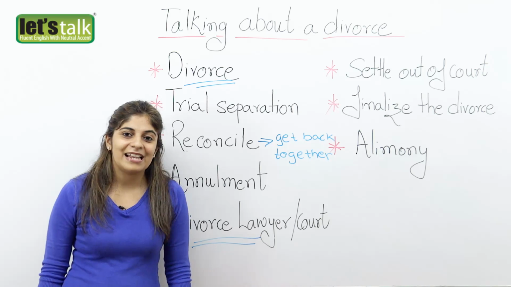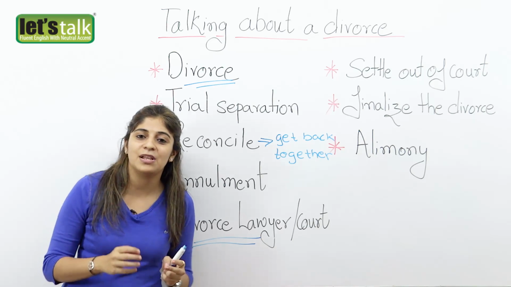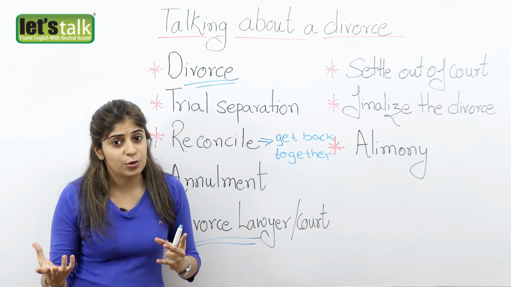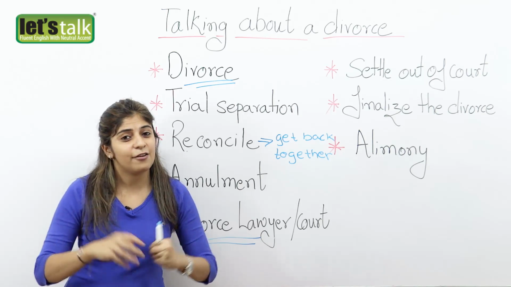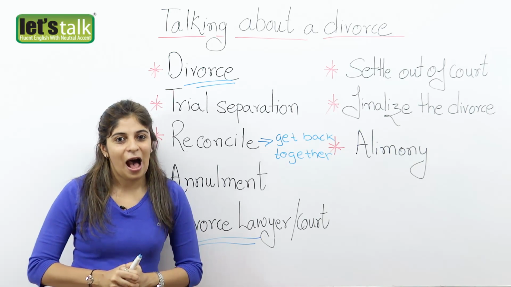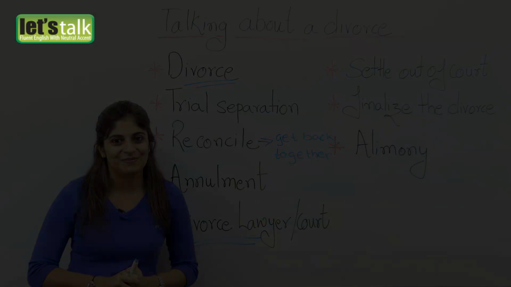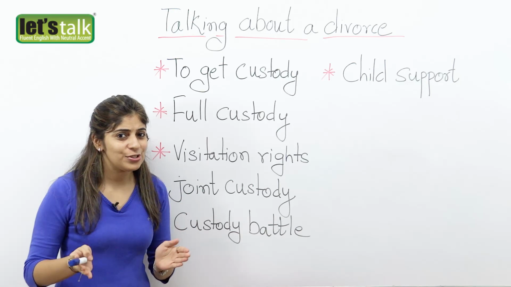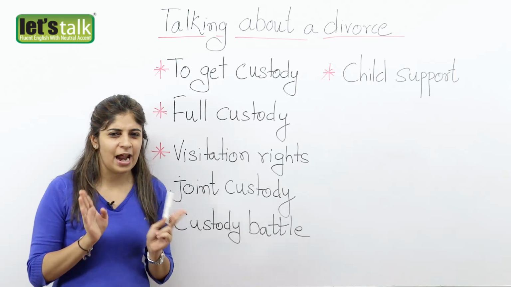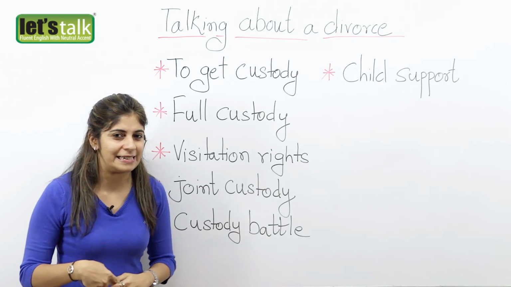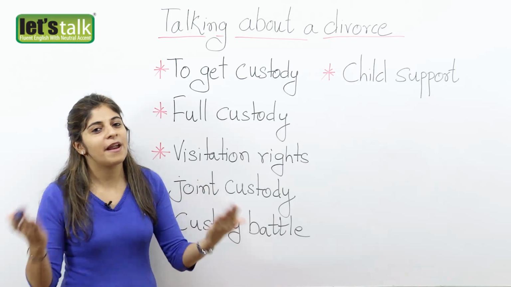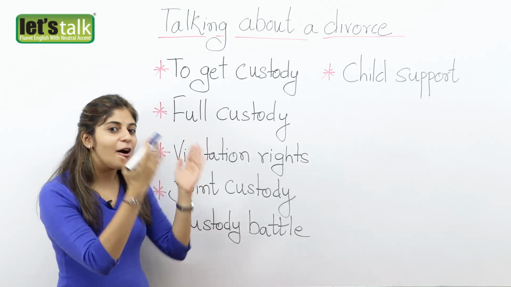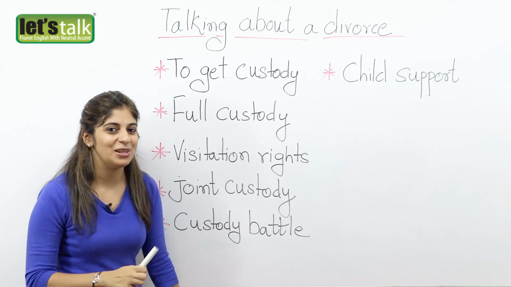And now let's look at what happens when a couple is filing for a divorce and they have children. So let's see how the procedure goes on. Now let's see what happens to the couple who decides to get divorced and have children. That becomes a little tricky, isn't it? Because all parents love their children. So let's have a look at how the procedure goes.